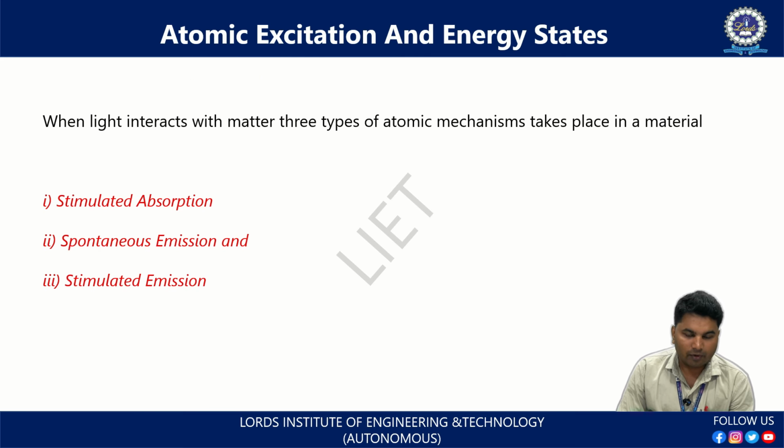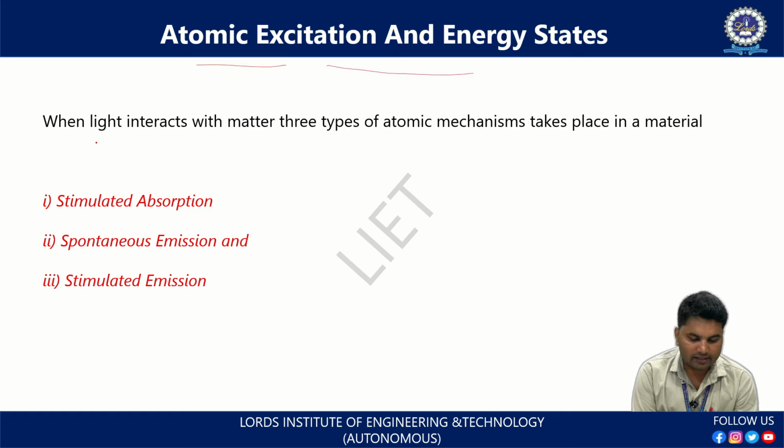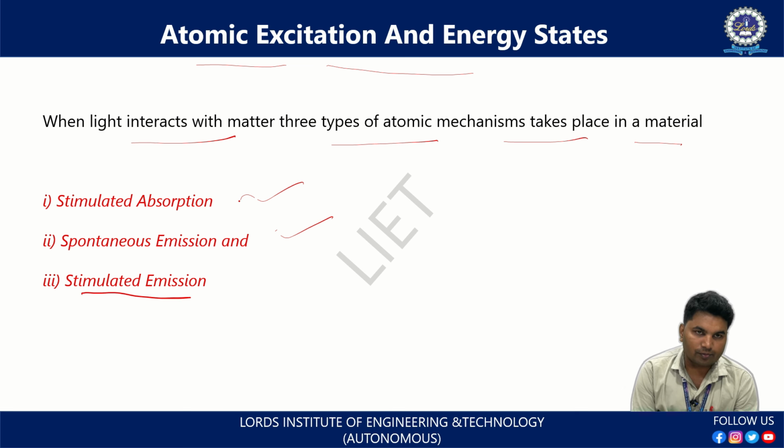Let's see what's next. It's atomic excitation and energy state. So when light interacts with matter, three types of atomic mechanisms take place in a material, and they are stimulated emission, spontaneous emission, and stimulated absorption.